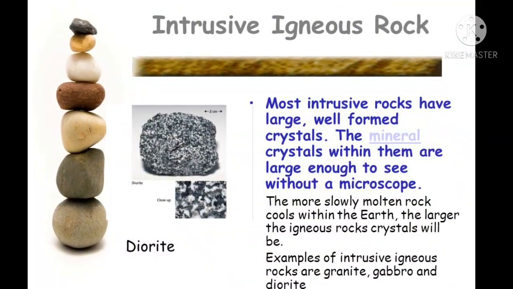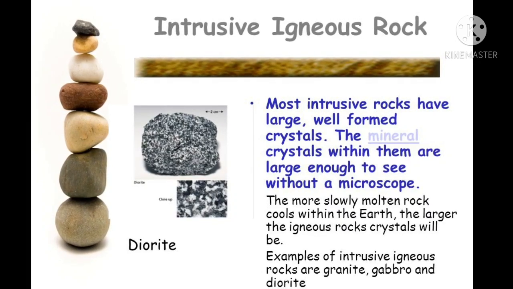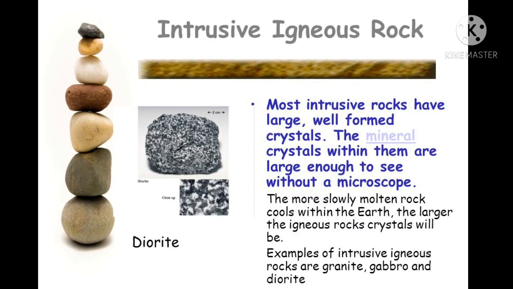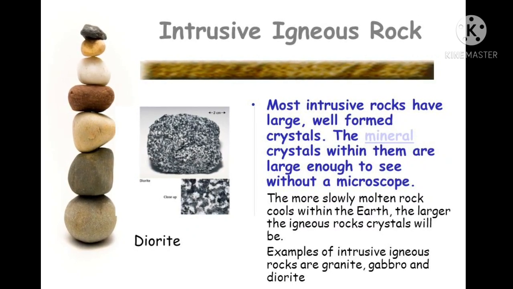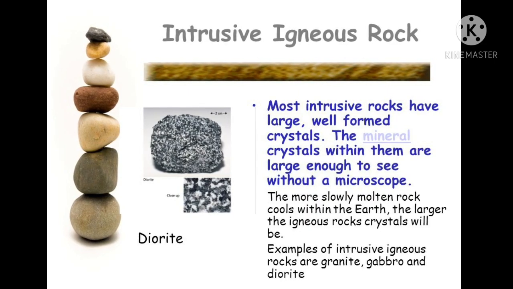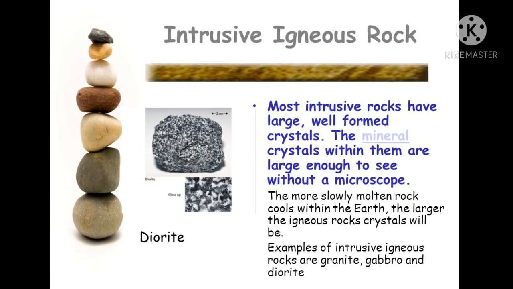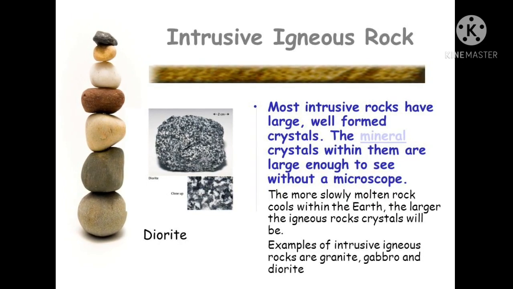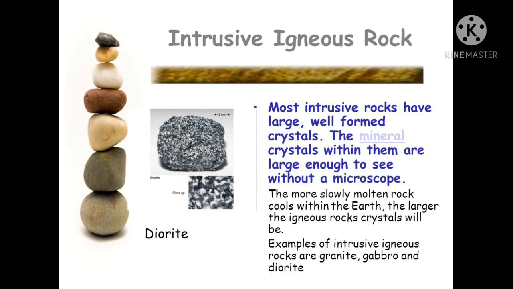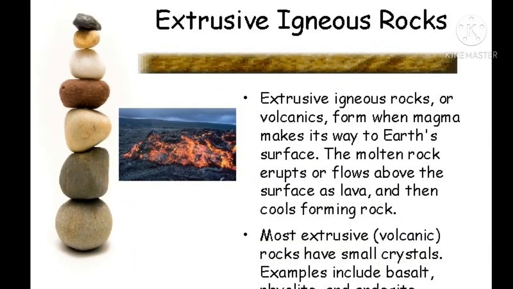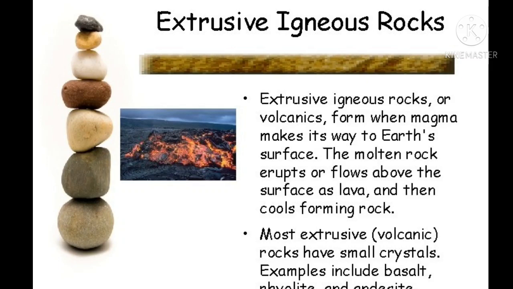Intrusive igneous rock. Most intrusive rocks have large, well-formed crystals. The mineral crystals within them are large enough to see without a microscope. The more slowly molten rock cools within the earth, the larger the igneous rock crystals will be. Examples of the intrusive igneous rocks are granite, gabbro, and diorite.